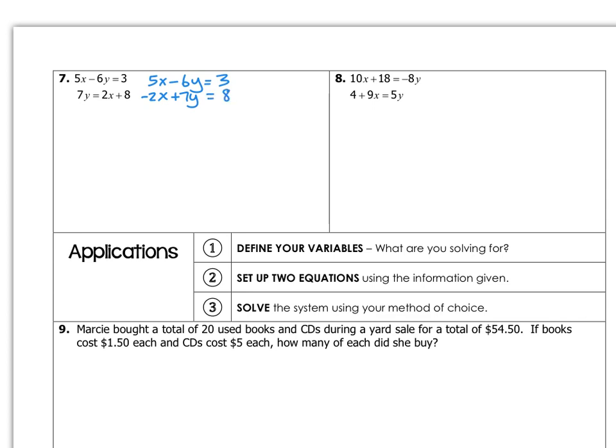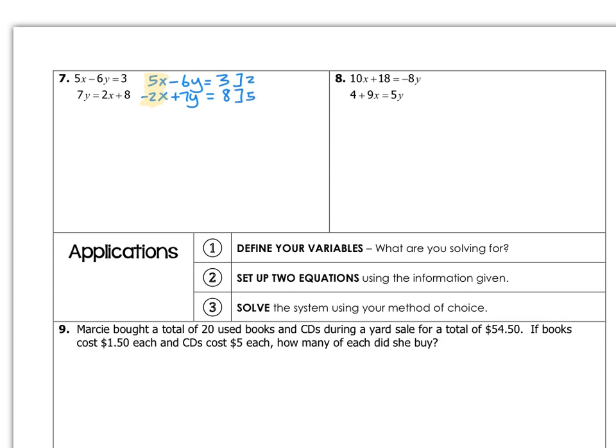Now it's lined up. The x's are in a column, the y's in a column, the equals in a column, and the constants are in a column. So at this point, I can decide which one I want to work with here. I'm going to choose to work with the x's because they're already different signs and the numbers are small enough, or smaller than the others. So I'm going to multiply this top one by 2, the bottom one by 5.